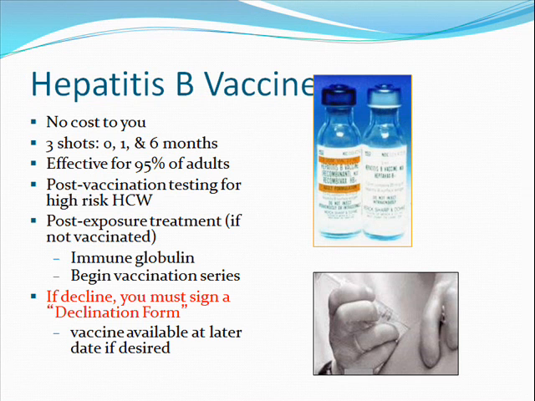Hepatitis B vaccine is at no cost to you. Three shots: at 0, 1 month, and 6 months. It's effective for 95% of adults. Post-vaccination testing for high-risk healthcare workers. Post-exposure treatment if not vaccinated: immunoglobulin, and begin the vaccination series. If you decline, you must sign a declination letter. Vaccine is available at a later date if you decide.